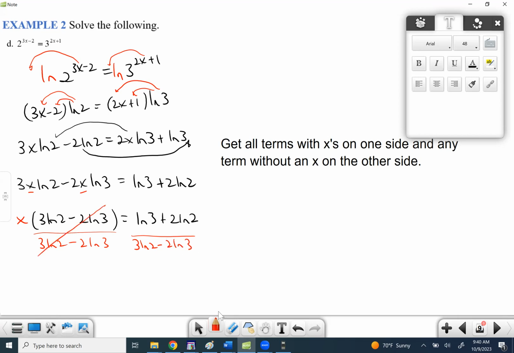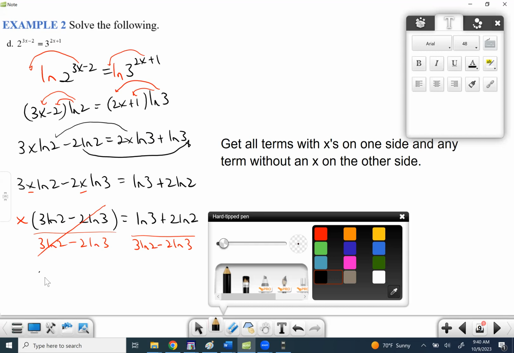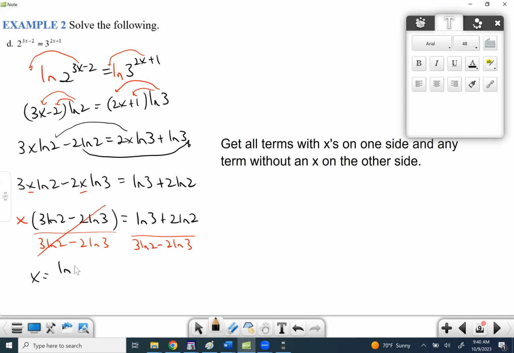Okay, so that all cancels. And so look at this answer. Boy, it's a crazy looking answer. Natural log of 3 plus 2 natural log of 2, over 3 natural log of 2 minus 2 natural log of 3. Okay. So that's a perfectly fine answer right there.